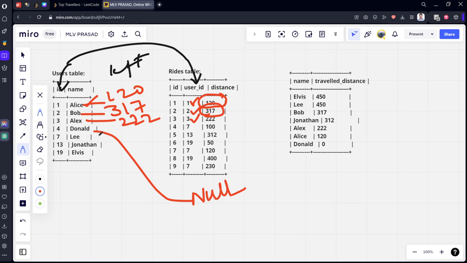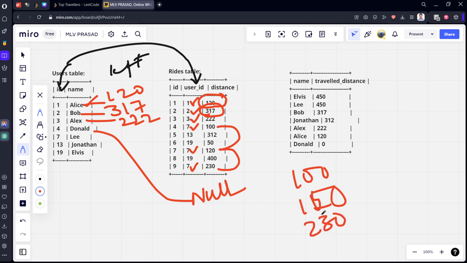Now, 7 is Lee. Where is 7 here? Yes, 7 is there here and here. So he has traveled this total distance: 120 and 230, and 100. Let's see the summation of that. Lee has traveled 450.